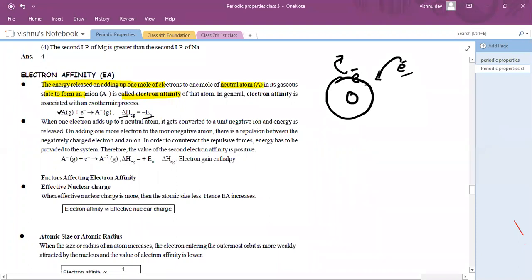Amish, Nishita, Samya, you understood this? You understood now the basic definition of electron affinity?